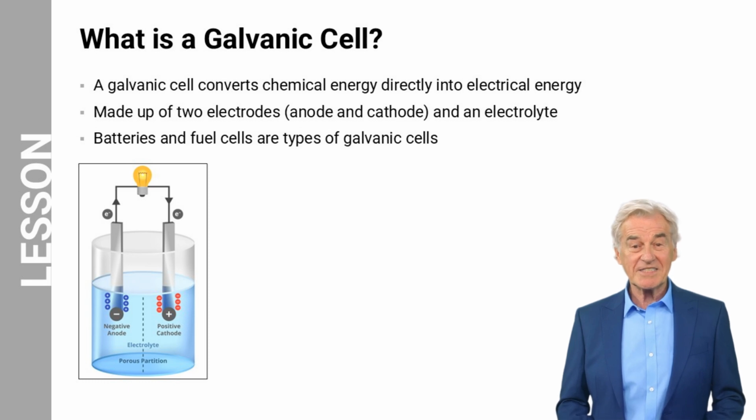What is a galvanic cell? A galvanic cell is a device that changes chemical energy into electrical energy. Think of it like a machine that converts the energy stored in chemicals into usable electricity.